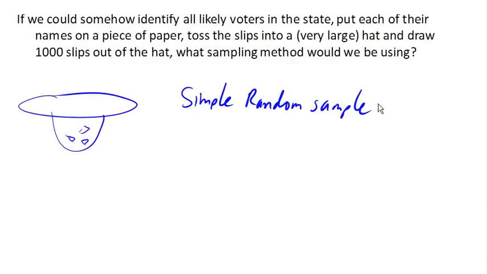Simple random sample means that all options are equally likely to get selected no matter what. It's equivalent to putting a bunch of names in a hat. Now, of course, people don't actually use large hats. Instead, they do things like put all the names in a computer and have the computer randomly select names. And that would be a simple random sample. Now, that's not always practical, though, or sometimes it's not even desired.